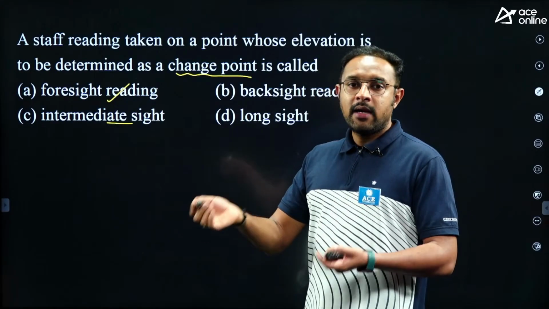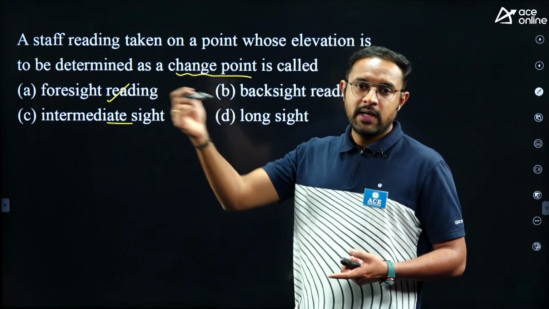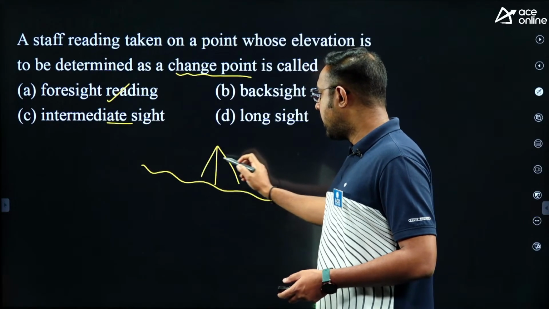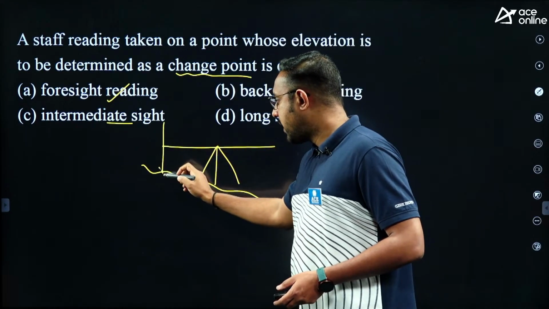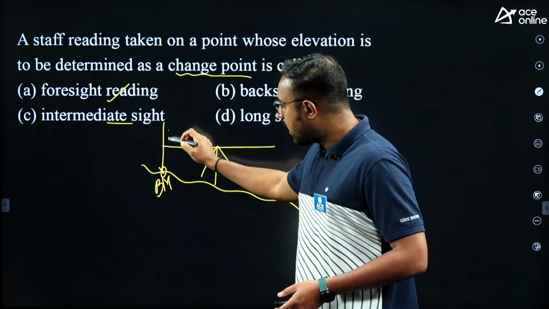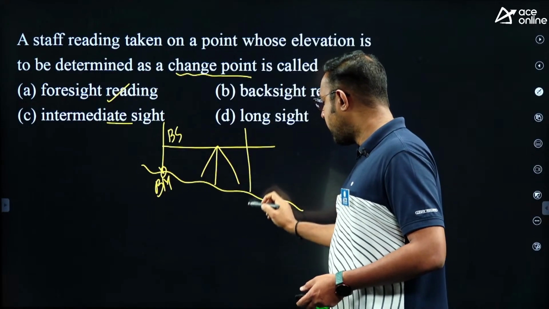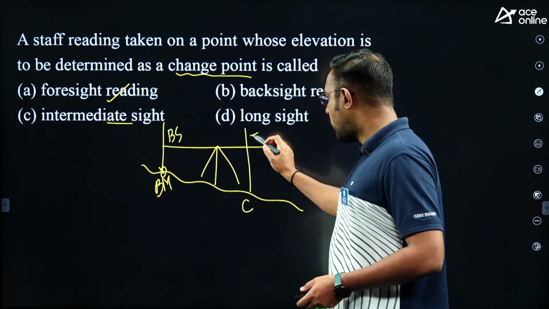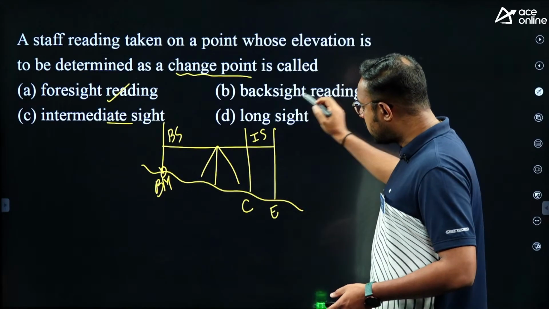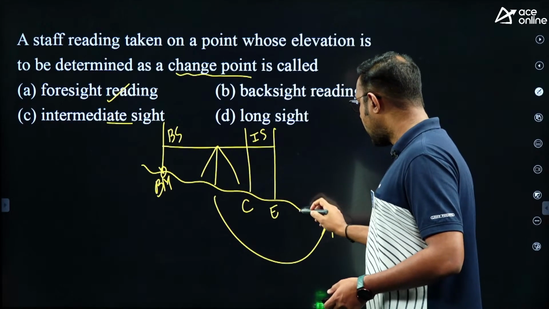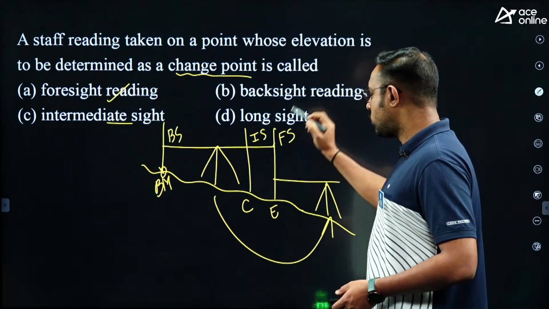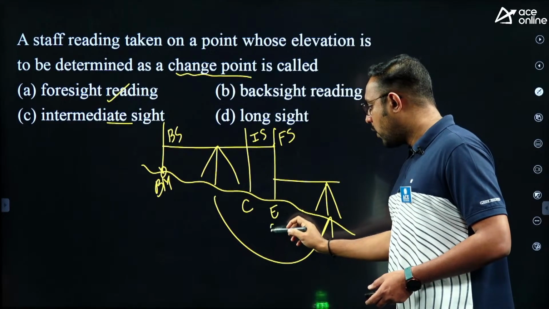When does an intermediate sight become a foresight? If you are shifting the instrument after taking it. For example, the ground is something like this, and the backsight reading is the staff reading taken on the benchmark. Whenever you are taking the reading on a benchmark, that is our backsight. If you want to find the elevation of this point C, I will call it an intermediate sight. But after taking the reading on this point E, if you are changing the instrument from here to here, then point E is called a change point. This reading will be what? Foresight. After shifting, you will know the elevation of this point.